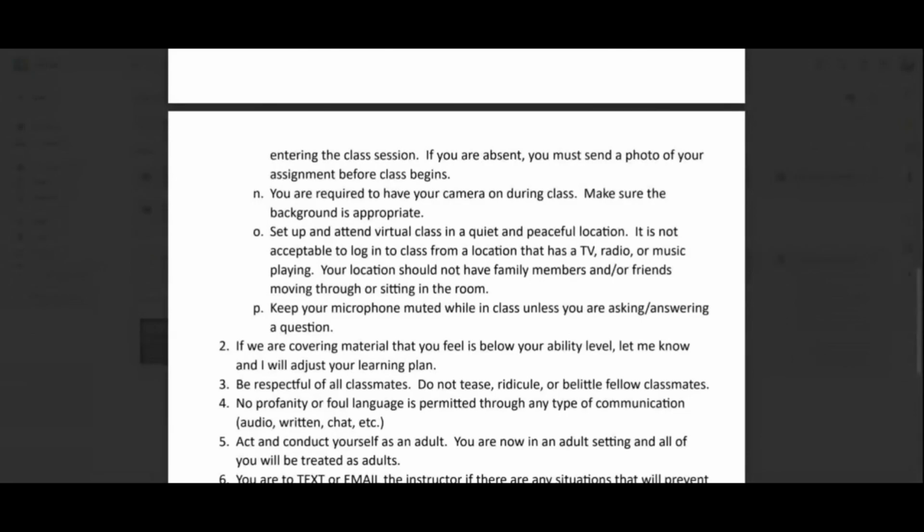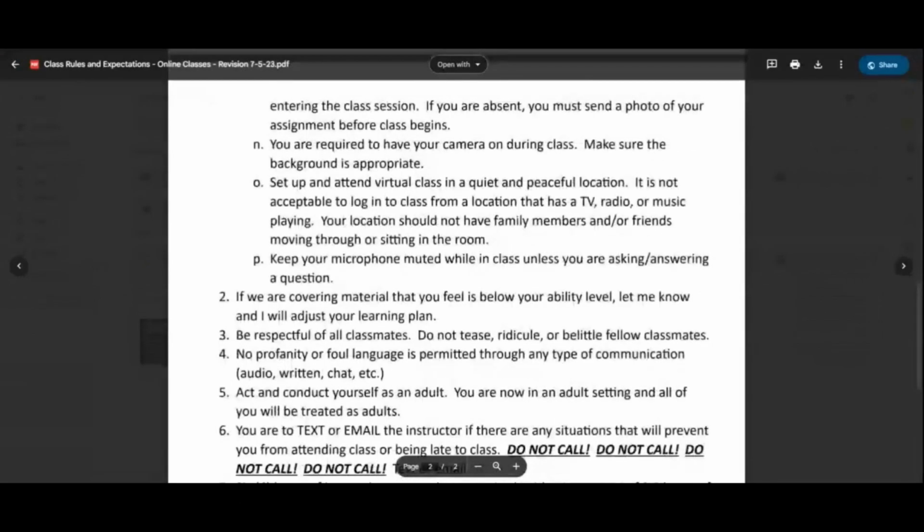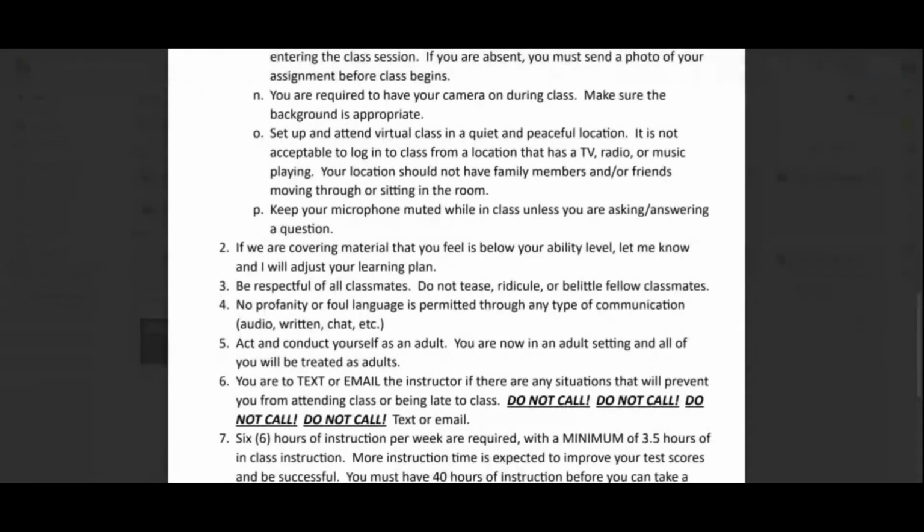While you're in class, make sure that your microphone is muted unless you are asking a question or answering a question. If we're covering material that you feel is below your ability level, let me know and I will adjust. I will give you some stuff that's harder, and vice versa. If you think that what we're doing is way too hard, let me know and we will work on getting you some stuff that's a little bit easier that you can understand, that will then build you up to where we're at.